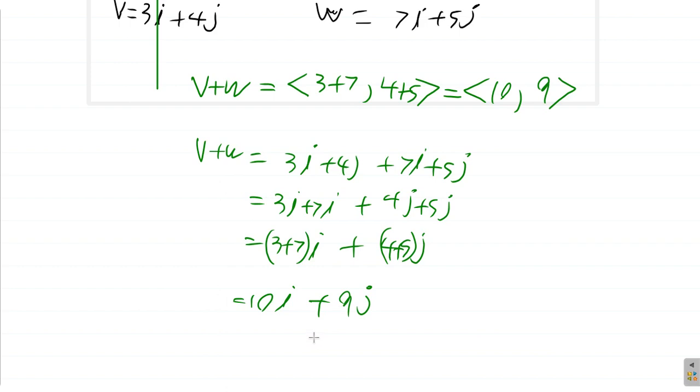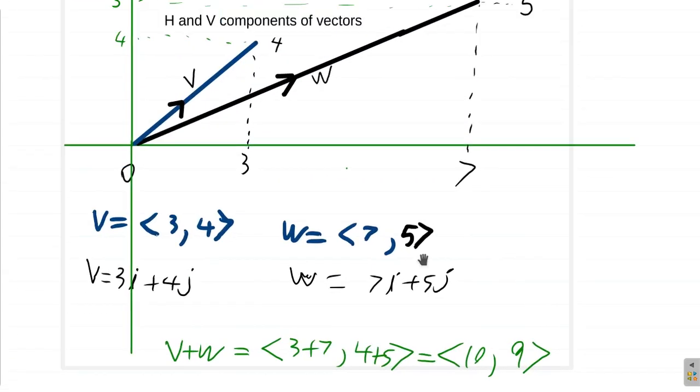Alright? It means the same thing as this. 10 horizontal and 9 vertical. And remember, this form is somewhat similar to the x comma y when we're dealing with coordinates. The x goes left and right. Alright? The y goes up and down. Horizontal, vertical. Alright, so that's what you have there.